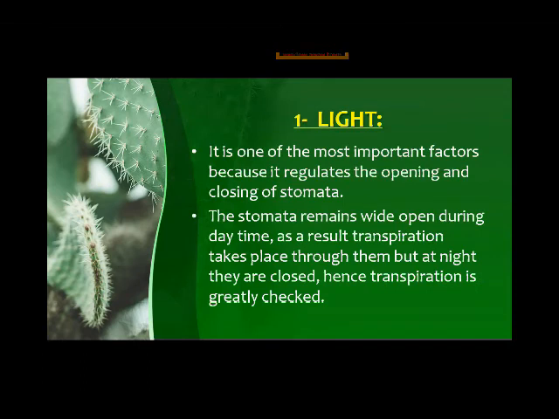Now, the first factor is light. In summer days, because of the light intensity, the temperature becomes high. It is a very important factor because it regulates the opening and closing of stomata. In daytime, the stomata are open, and at night they are closed. Why? Because light stimulates the opening and closing of stomata.